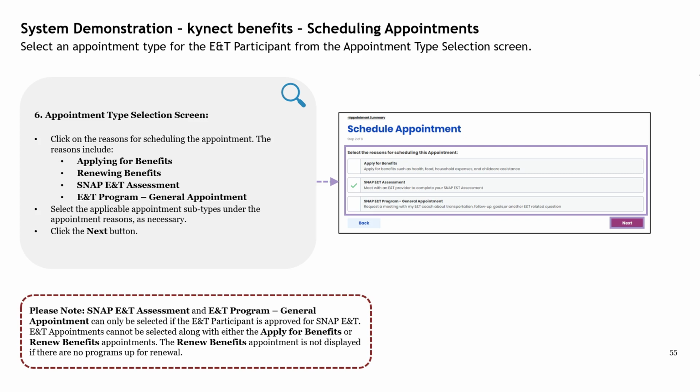ENT appointments may not be selected along with either the Apply for Benefits or Renew Benefits appointments. The Renew Benefit Appointment option is not displayed if there are no programs up for renewal.